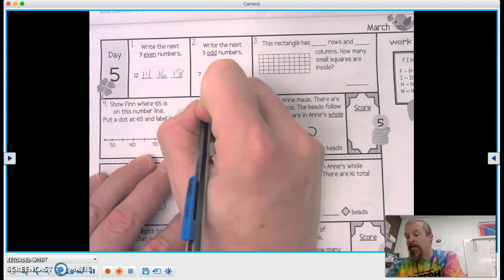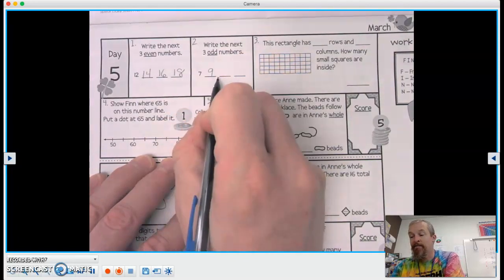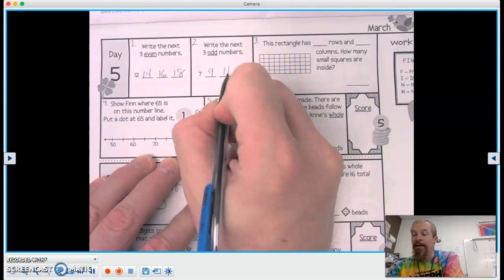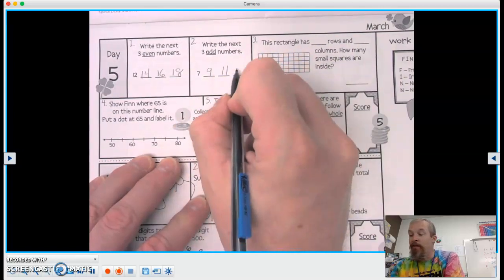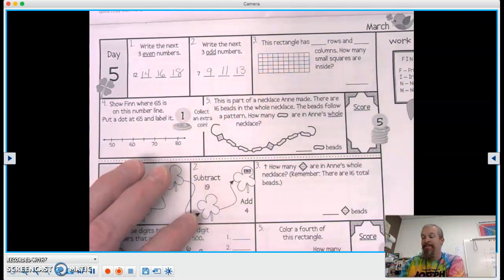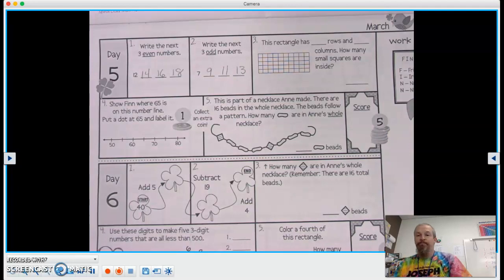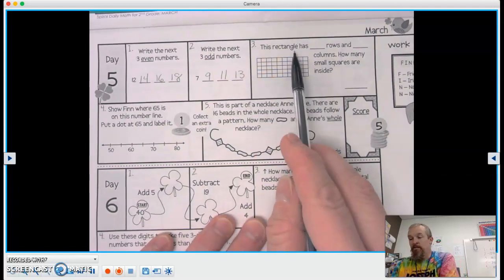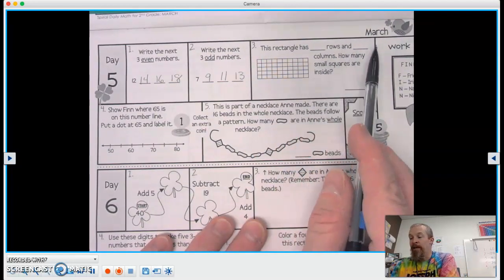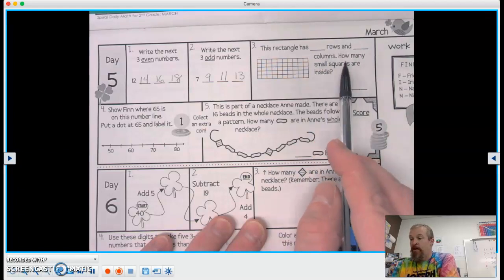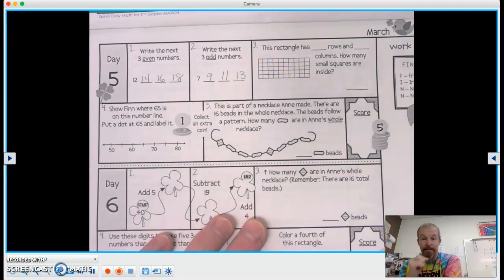7, 8, 9, 10, 11, 12, 13. Okay, this rectangle has blank rows and blank columns. How many small squares are inside?